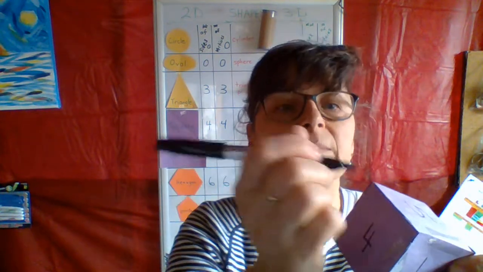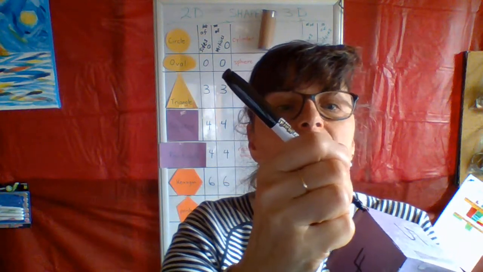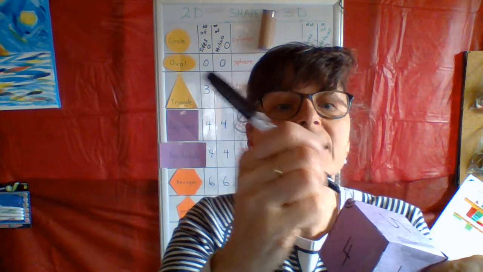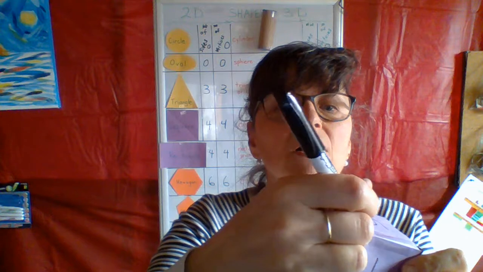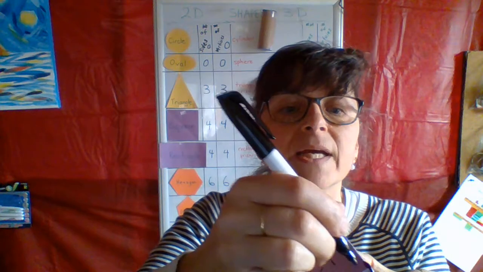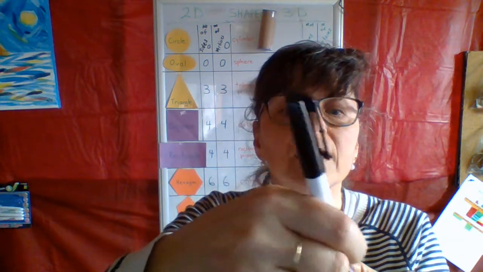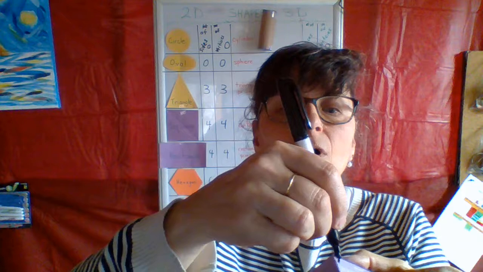So we have 1 vertice. Whoop, let me hold it up here. This corner where they all meet. 2. I'm doing lines on all the sides there. 1, 2. Now I'm going to go to this. 3, 4.